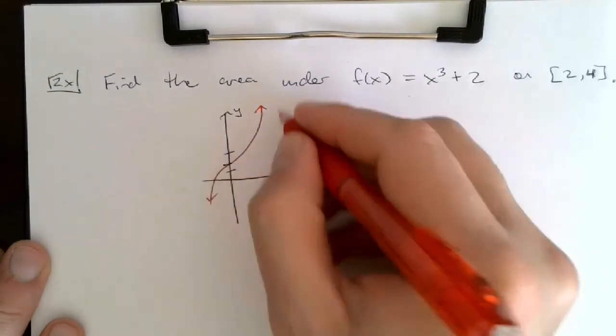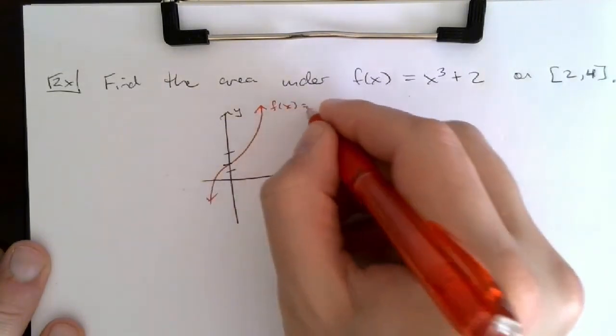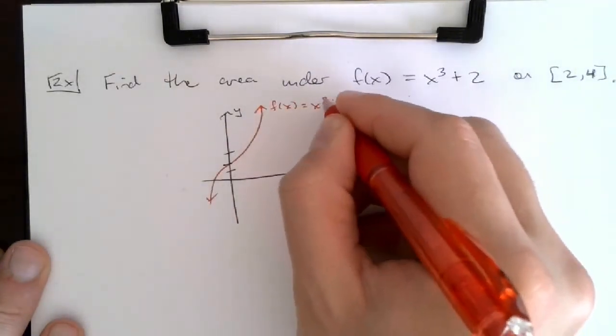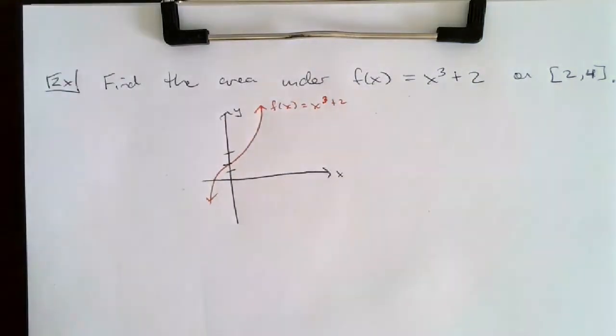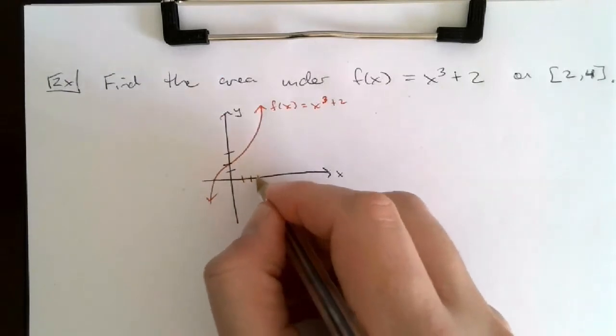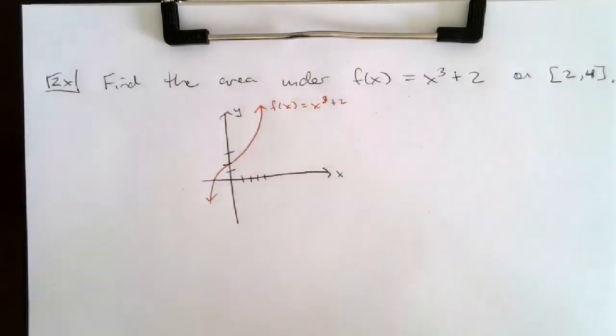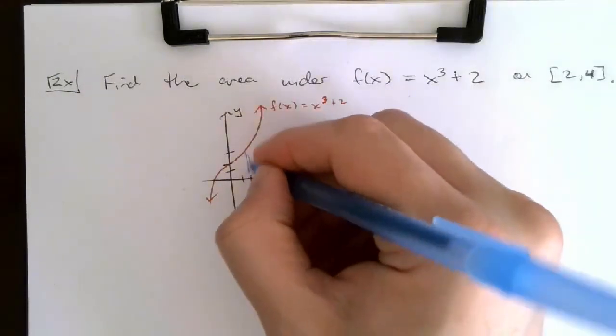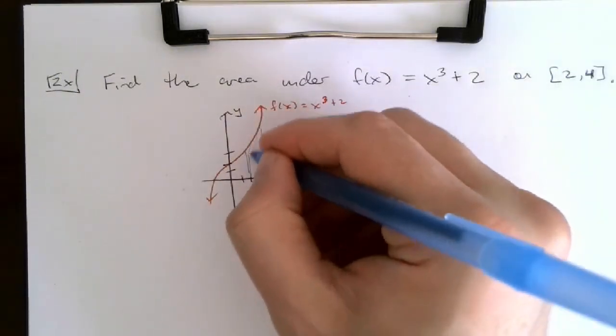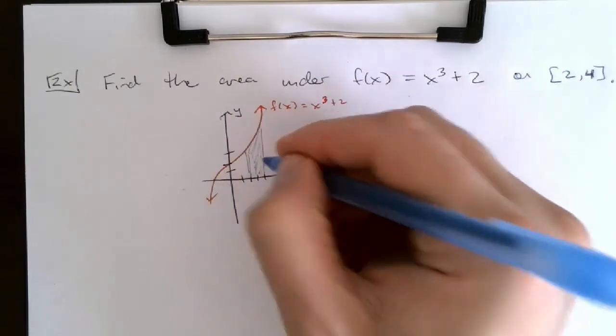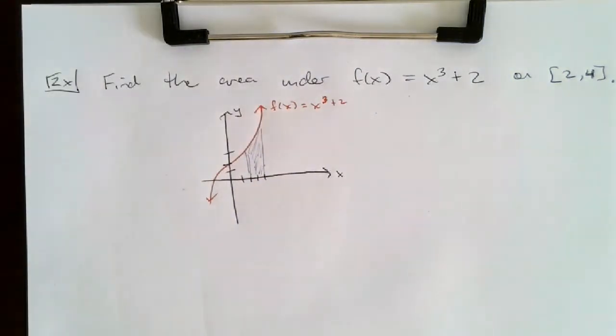Alright, so this is our f of x equals x cubed plus 2. I want to find the area under the curve between 2 and 4, so 1, 2, 3, 4. What I'm really looking at when I'm talking about the area here is this area here.